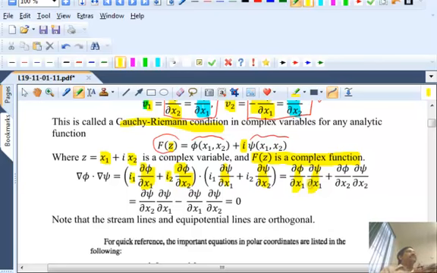i1 dot i2 should be 0 because they are perpendicular to each other, right? i1 and i2 are unit vectors in the x1 and x2 direction. So when I take this product, I'll get 4 terms, and only i1 dot i1 will be 1, i2 dot i2 will be 1, i1 dot i2 will be 0, and i2 dot i1 will be 0. So I get d phi dx2, d psi dx2, okay?